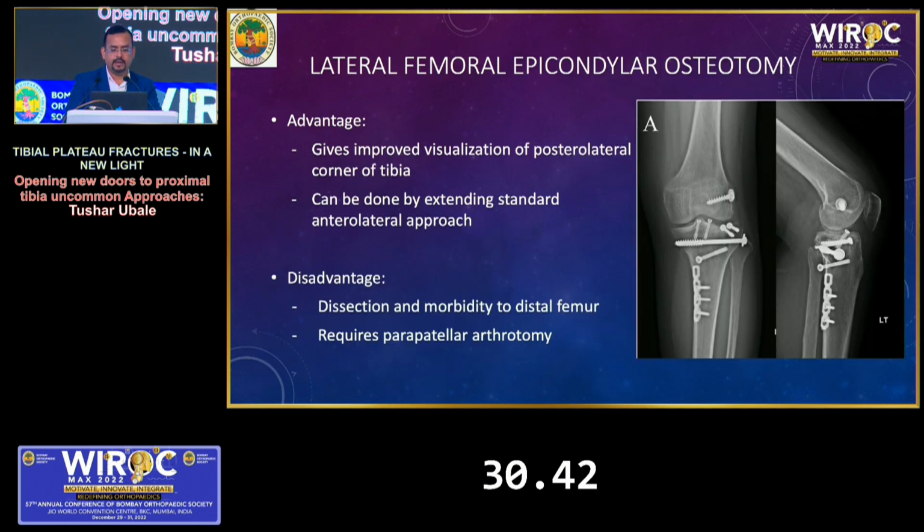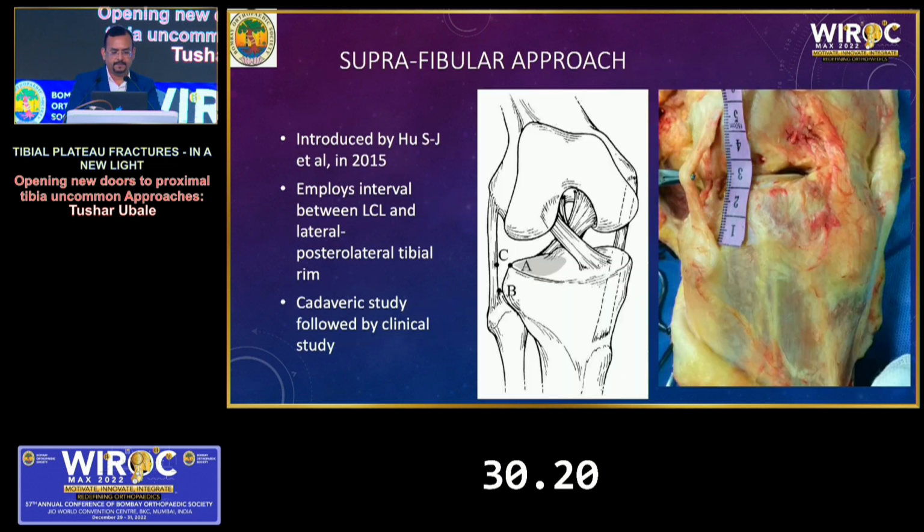This is the case example by the original author where this approach was used. The advantages: it gives improved visualization of the posterolateral corner, and can be done by extending the standard anterolateral approach, the first approach I showed, which can be extended to do this osteotomy. Disadvantages: dissection and morbidity to the distal femur and arthrotomy.